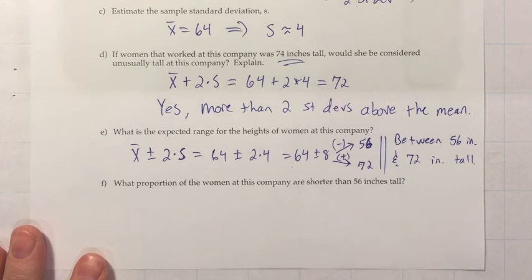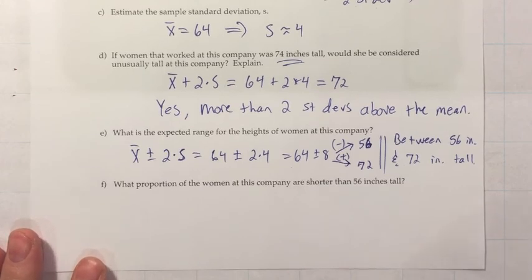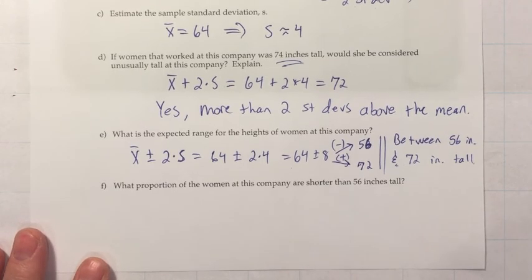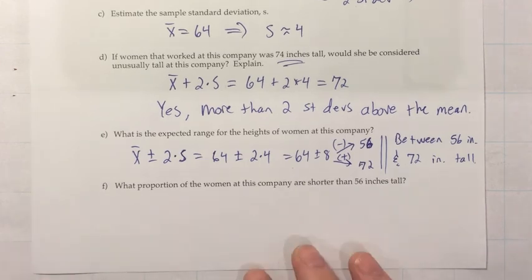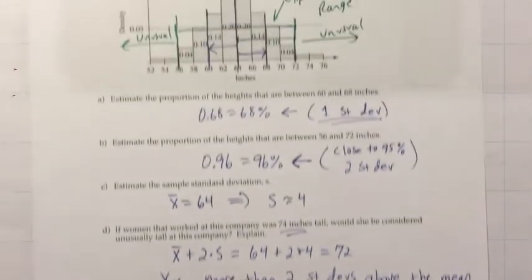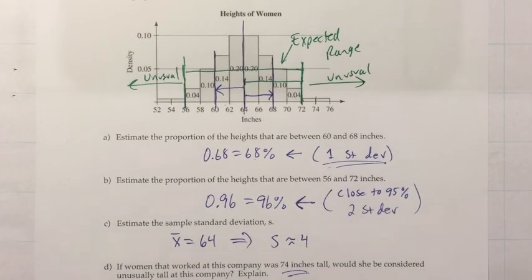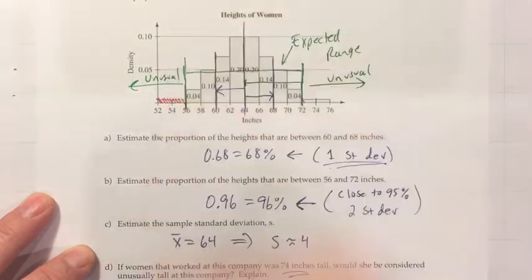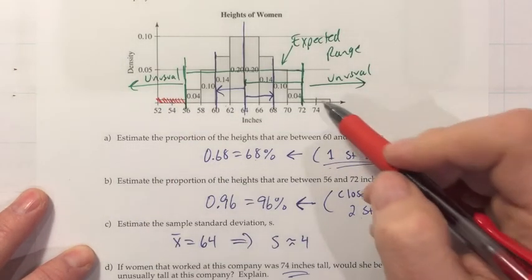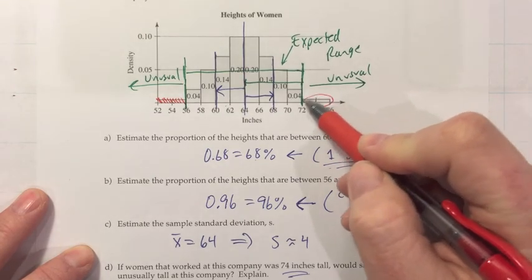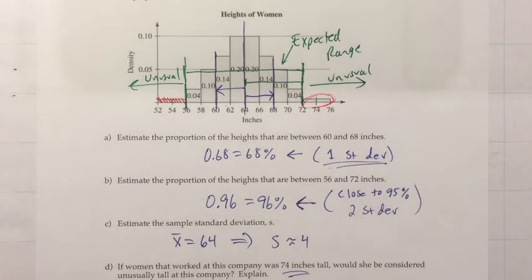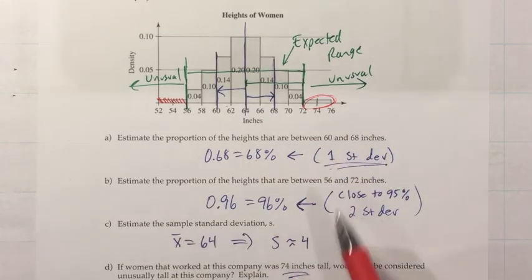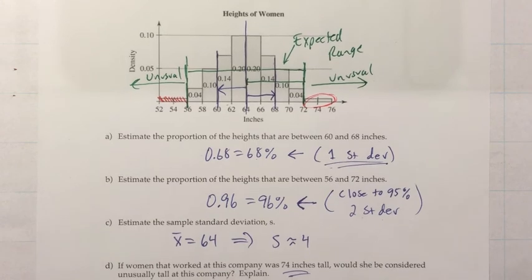And then finally, what proportion of the women at this company are shorter than 56 inches tall? So we're going to have to use the complement rule to tackle this one. Let me go ahead and highlight that in red. So there's 56 inches. So that would be those women right there. Notice that looks to be the same as this side right here. And we do have good symmetry everywhere else in this graph. So I'm going to take it to be true what I see by eye there, that the left and right hand sides are the same.